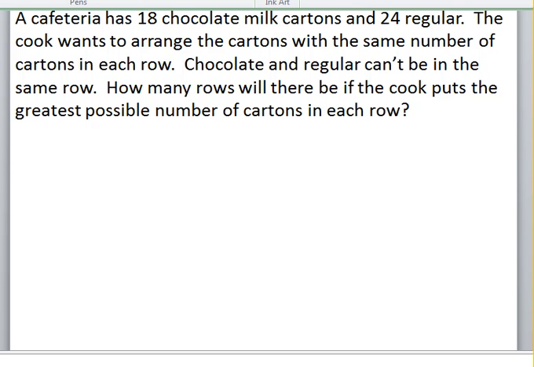So we're talking about the greatest common factor between those two numbers first of all. So I'll look for those and I'll write them out this time. 1 times 18, 2 times 9, 3 times 6, and then for 24 I have 1 times 24, 2 times 12, 3 times 8, and 4 times 6. So the greatest common factor is 6.